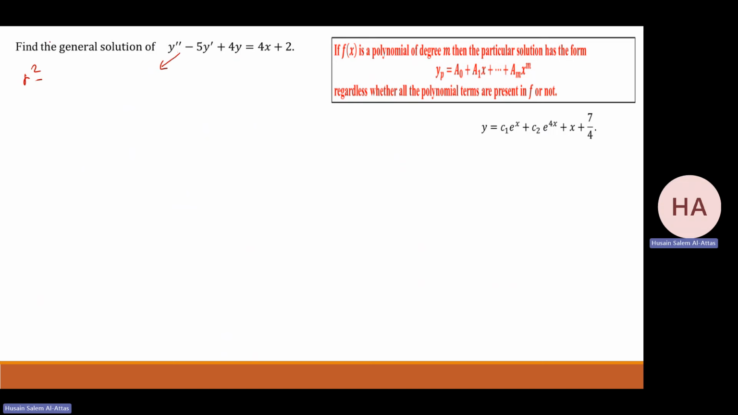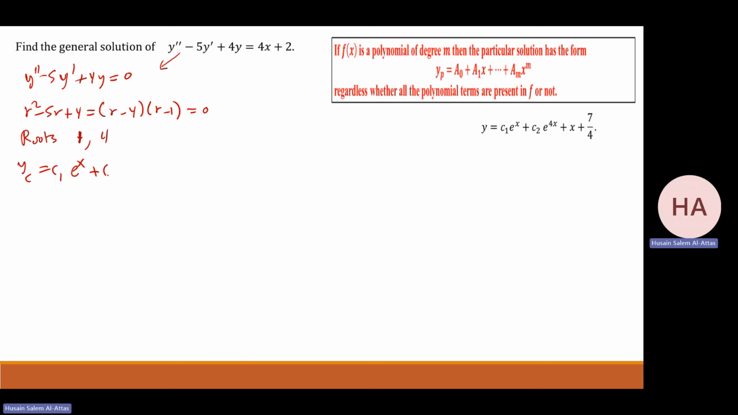I solved the homogeneous one. I get R squared minus 5R plus 4, which is R minus 4 times R minus 1 equals 0. So YC, what are the roots? 1 and 4. YC is C1 e to the power x plus C2 e to the power 4x.